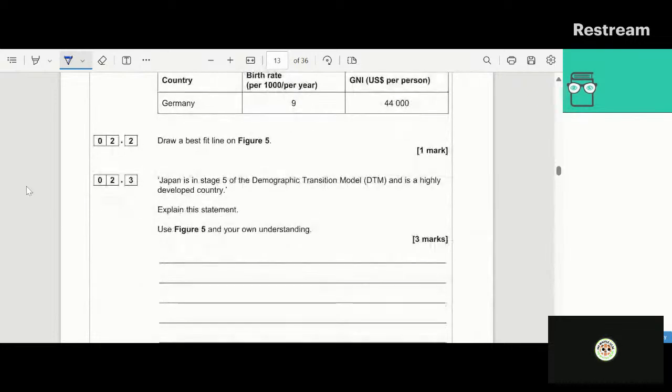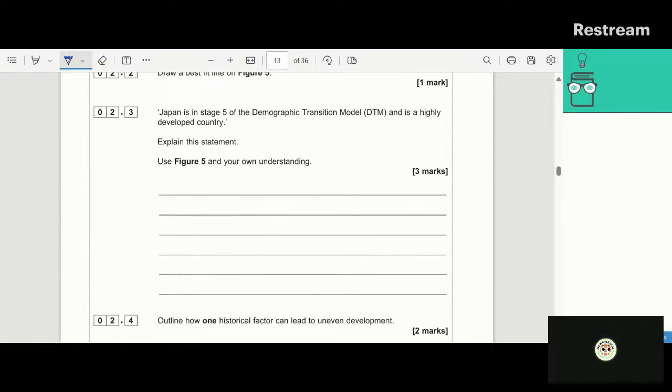Japan is in stage 5 of the demographic transition model and is a highly developed country. Explain this statement. This is one of the topics that I predicted, or that one of the other people who made the paper predicted, would come up. So what does that mean? What is a demographic transition model? The demographic transition model effectively shows the population structure as economies develop. I'll try and find a good picture for you guys.